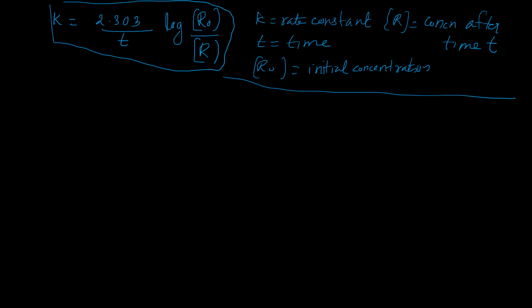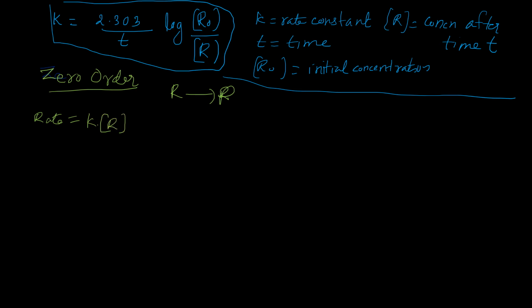Next we are going to zero order. So consider a reaction R giving P. You can write the rate in two different ways. Rate is equal to K into R, zero order reaction, so R raised to zero. Then we know that any number raised to zero will be equal to one. So here we'll get rate is equal to K.